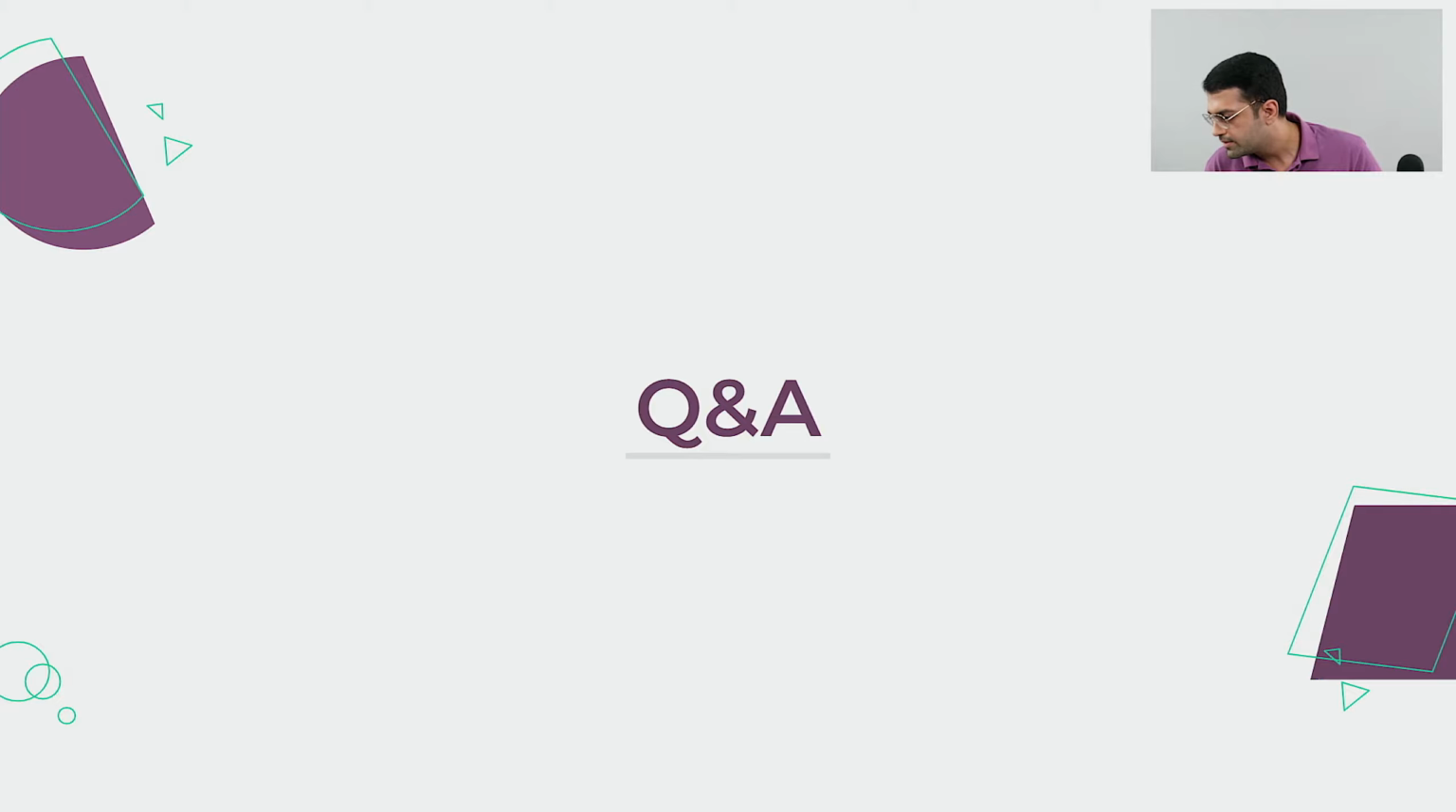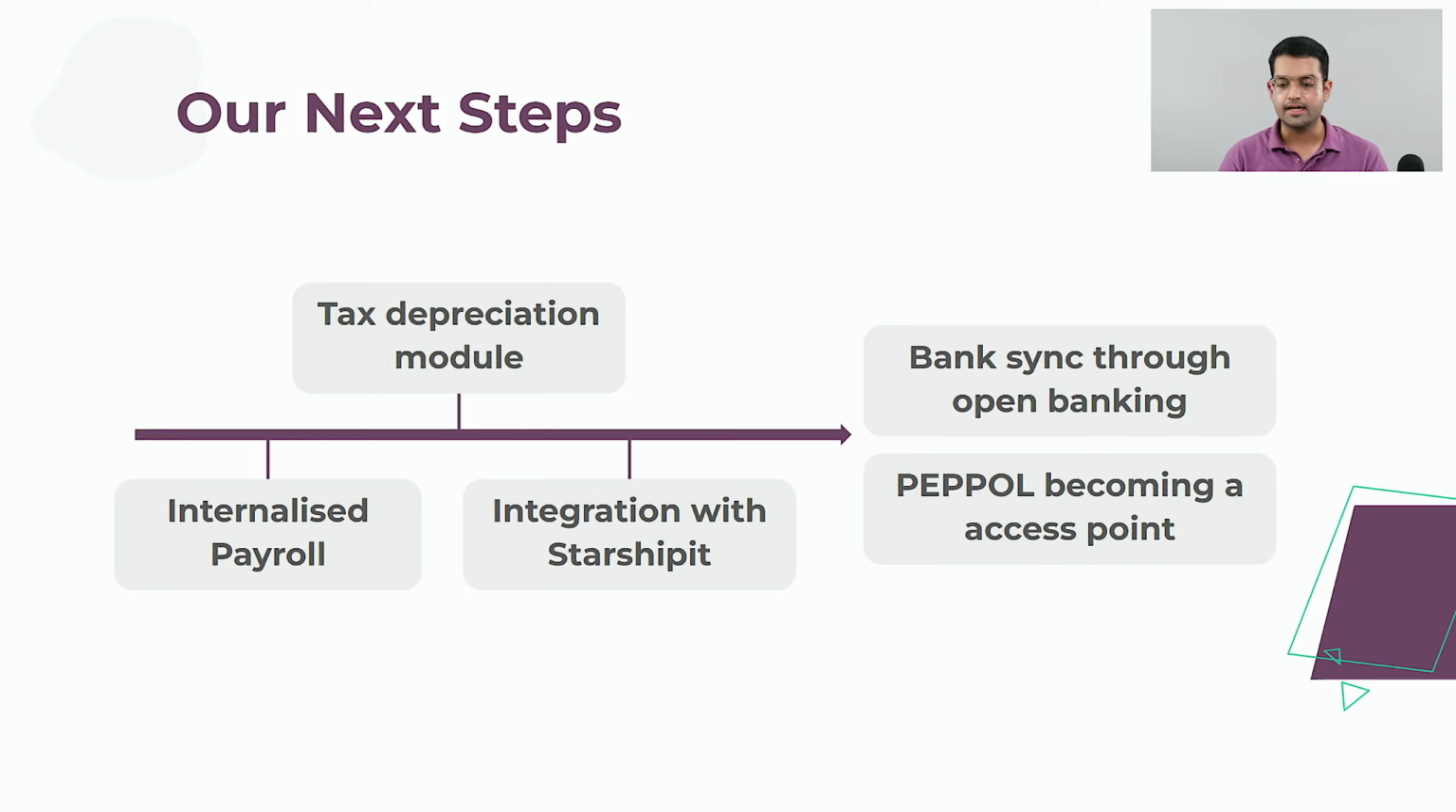Could you advise once again when to expect the localization update and new features to be available? As I mentioned about the timeline for the respective features, for Starship IT we're looking to push it into V17. For our own internalized payroll, that will not be legally compliant as of now. That's something we're looking at pushing into V16.4, with some feedback regarding the other points I just mentioned. PEPPOL becoming an access point and bank sync through open banking are things that are still in the pipeline, and we are very actively working on them. So yeah, that's about it.